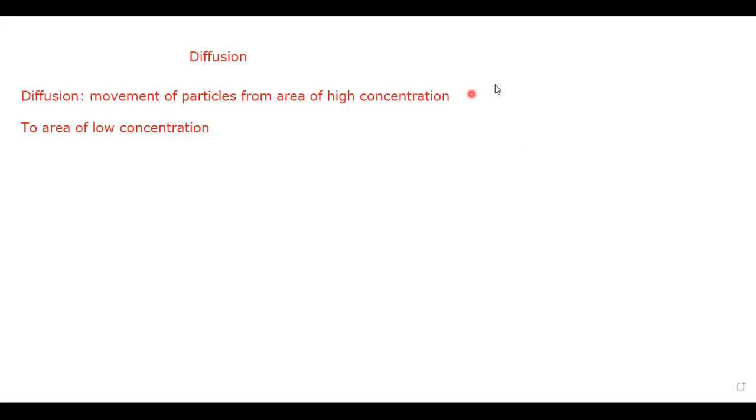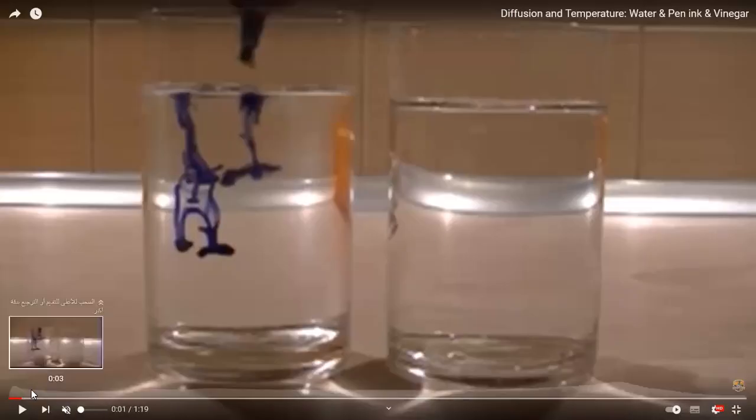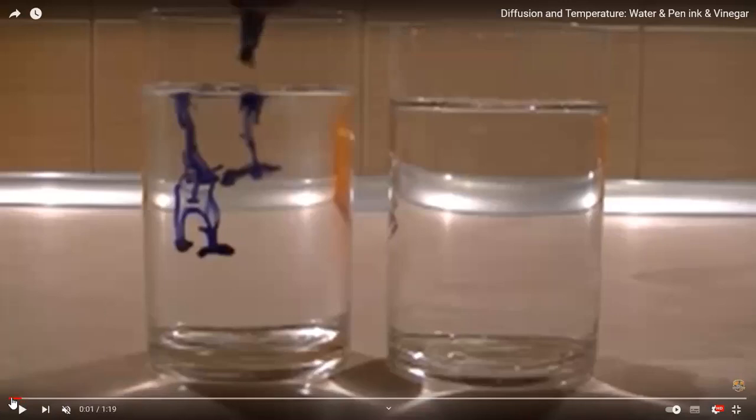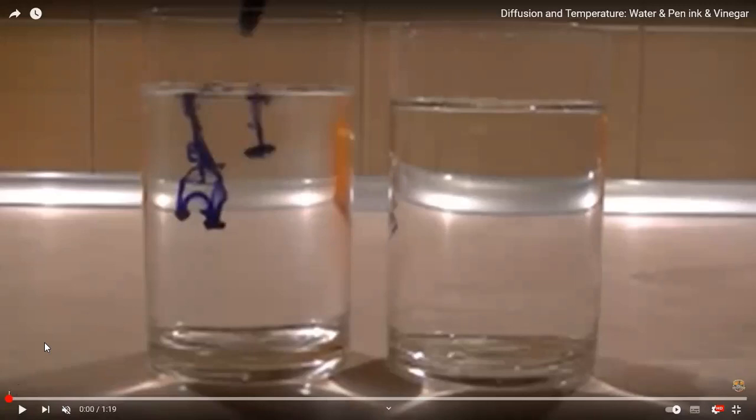The most famous example of diffusion is when you add some drops of ink or color to water. You have 2 cups of water. For example, one of them is cold, the second one is hot. So which one will diffuse faster? The spread of the color will be faster in which one? Let's check this video. Here I have 2 cups of water. One of them is cold, one of them is hot. When you add drops of ink, as you see, check what you have here.